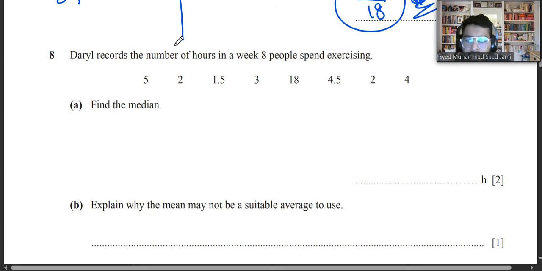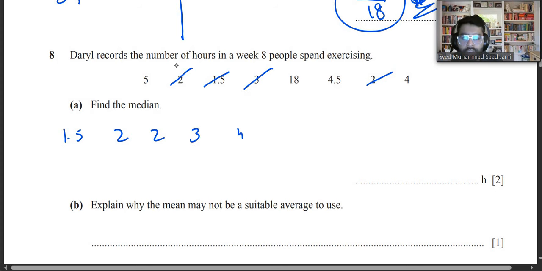Now Daryl records the number of hours in a week 8 people spent exercising. Find the median. Median is the middle number. So look guys, the first rule is to arrange the data from the smallest to the biggest number. So let's write 1.5. Then we have 2. Then we have 2 again. Then we have 3. Then we have 4. Then we have 4.5. Then we have 5. And then we have 18.